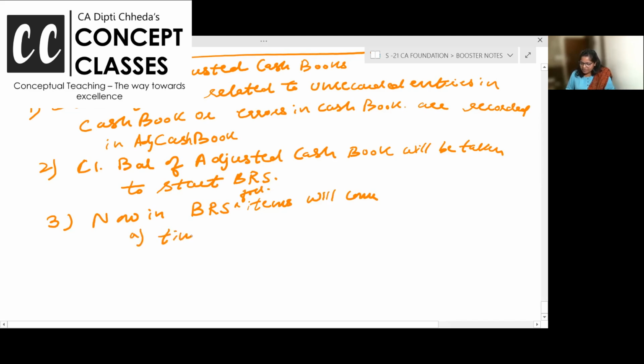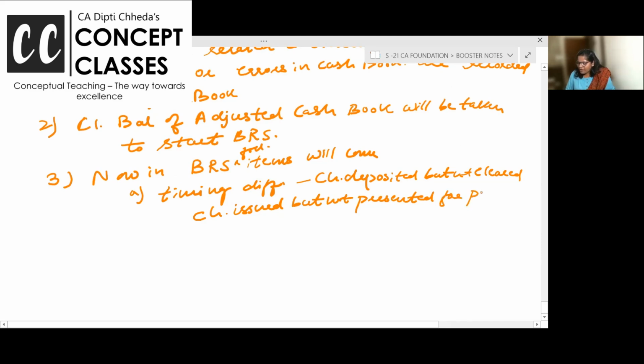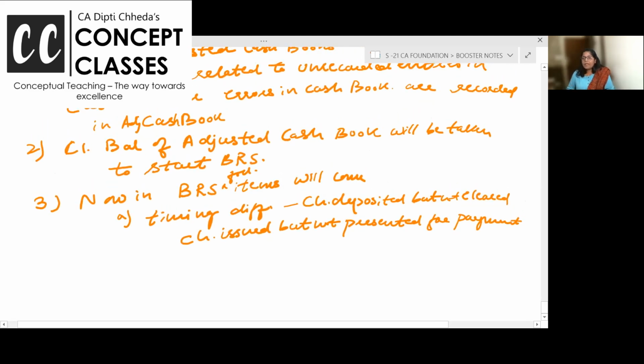One is timing difference. That will come, because we will not change anything in books for timing difference. Check deposited but not cleared. Check issued but not presented for payment. I will wait after the screen. You all write it, slowly. Writing along with me, it will be easy. Timing difference. Check deposited, check issued, but this will come in the BRS.